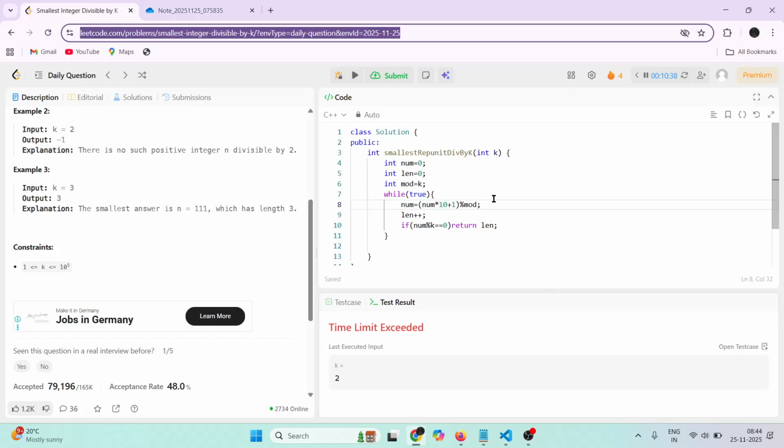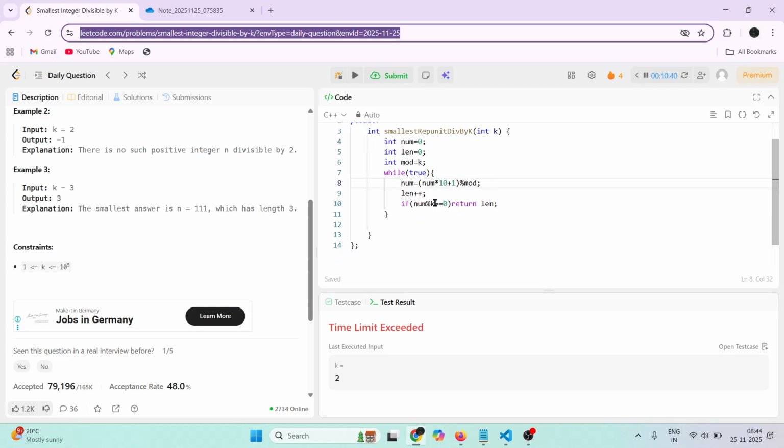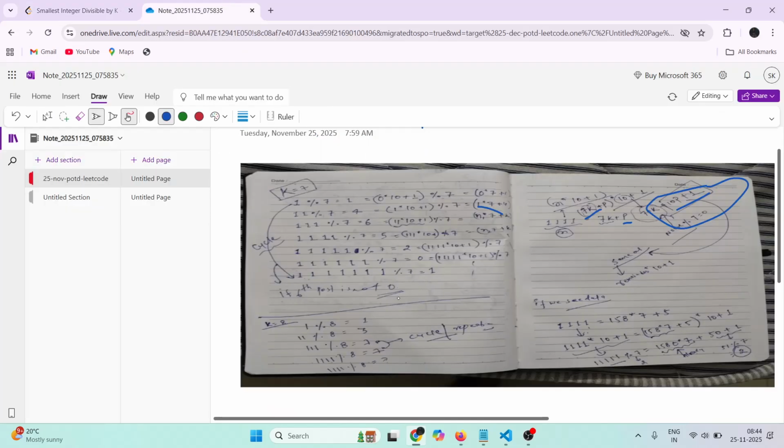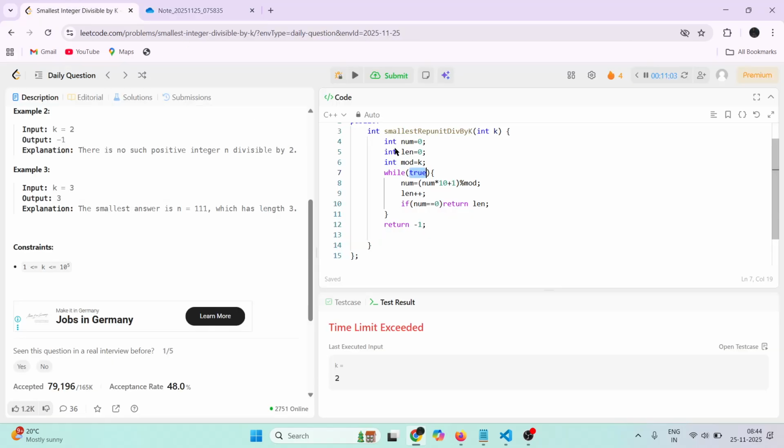Okay, so what we need to change in the code is, now we are not going to check, we are just going to check whether this num is 0. If this is 0, we are going to return length. And in the last case, if we are not getting a return, we are not coming out because of this true. So we have to remove this true somewhere and replace it with something.